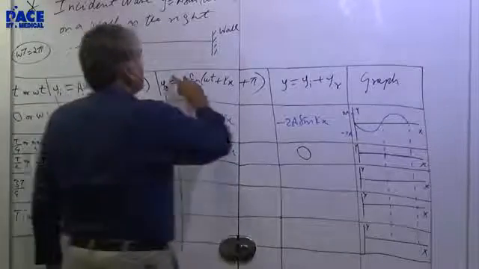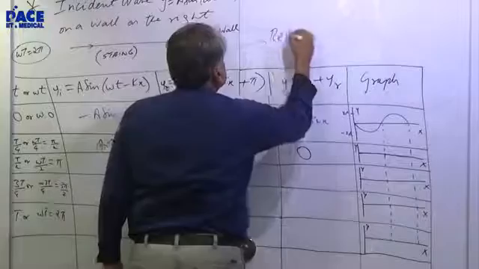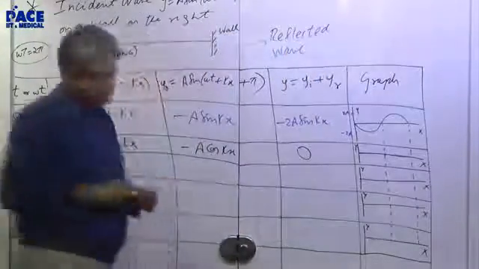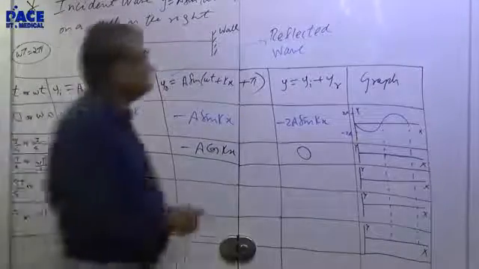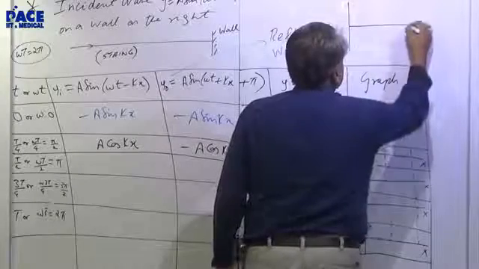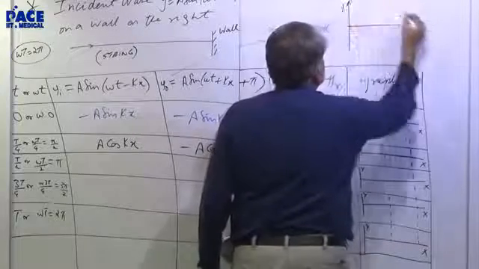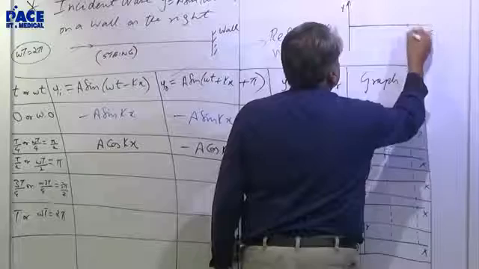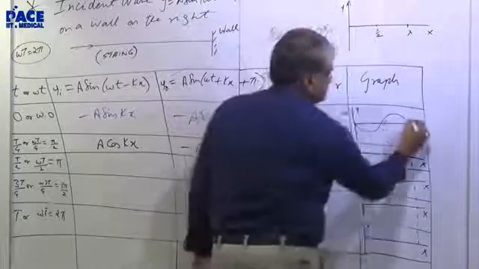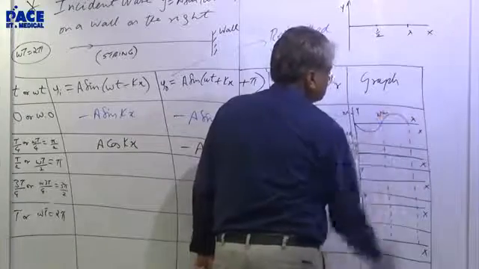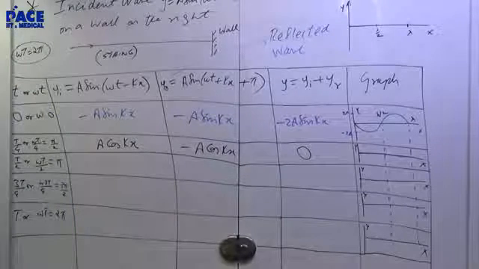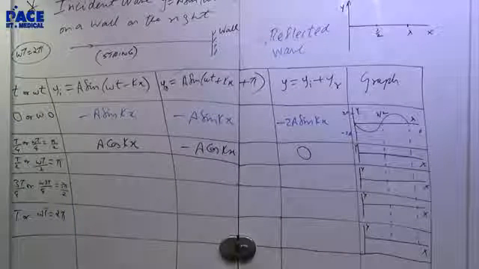So YR is the reflected wave. Yeah, the third one.